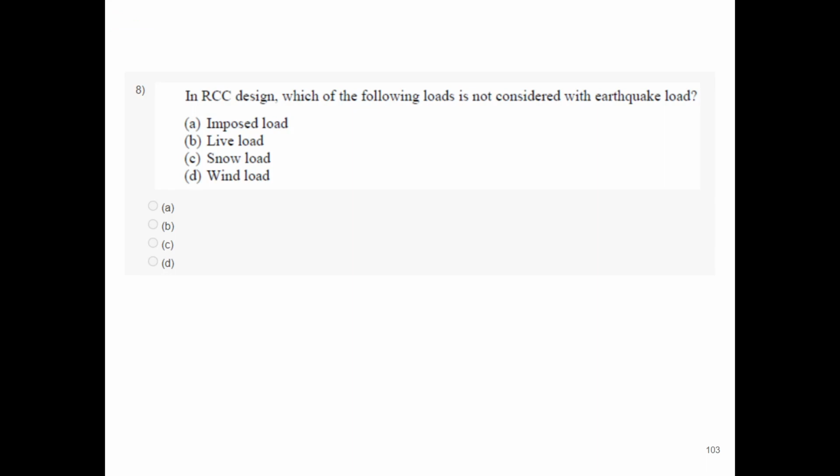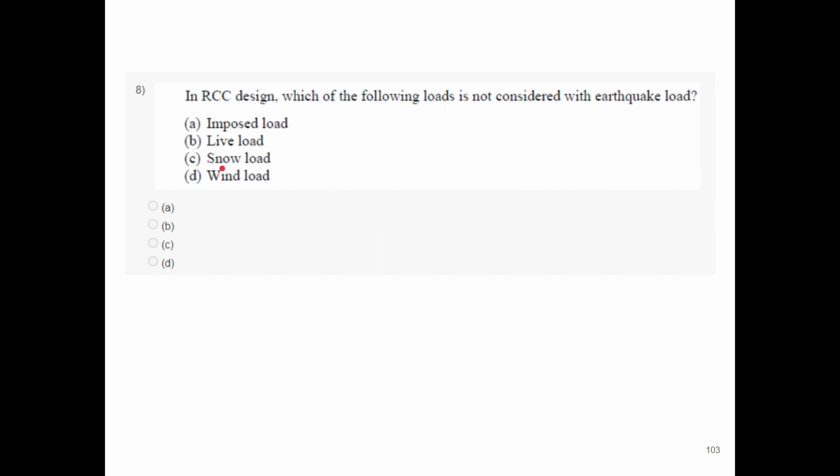In RCC design, which of the following loads is not considered with earthquake load? A, imposed load, B, live load, C, snow load, D, wind load. In reinforced concrete design, as I mentioned just now, we can use combinations of loads. Imposed load and live load are almost the same, so we can use these with earthquake load.